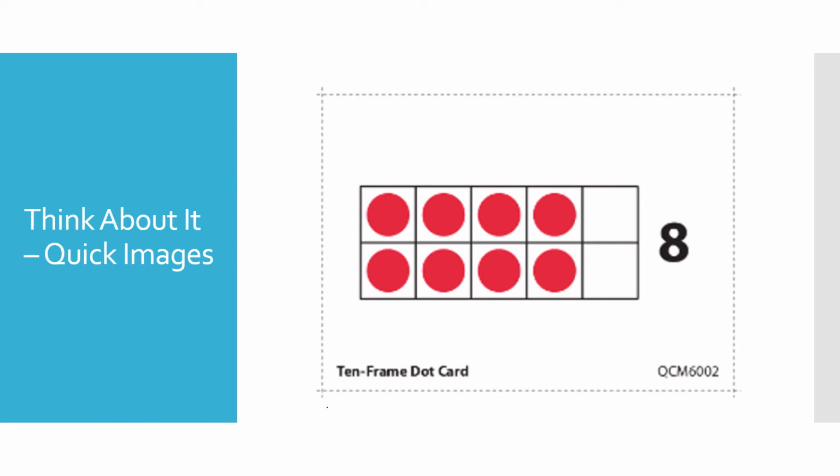You might have noticed that the top and bottom rows were the same. So if there were 4 on the top, there's also 4 on the bottom. And 4 plus 4 is a double fact that we know. 4 plus 4 equals 8.